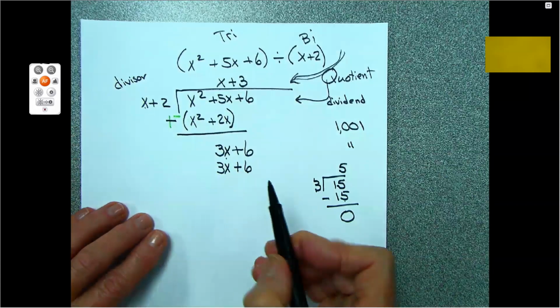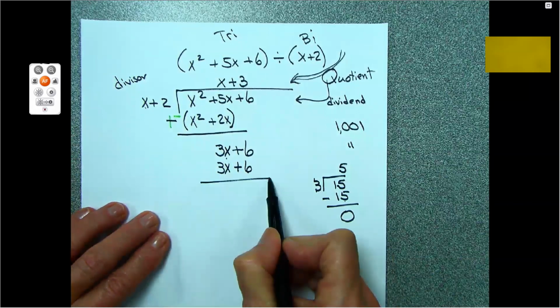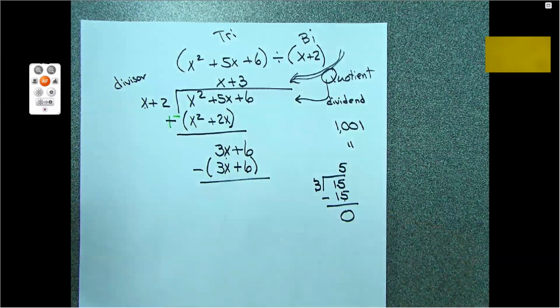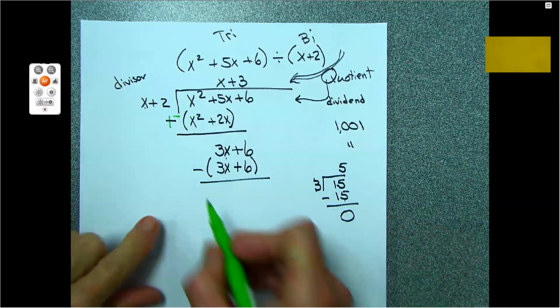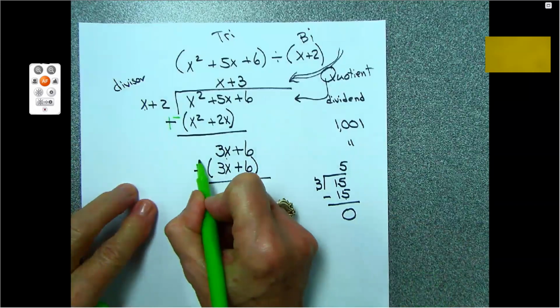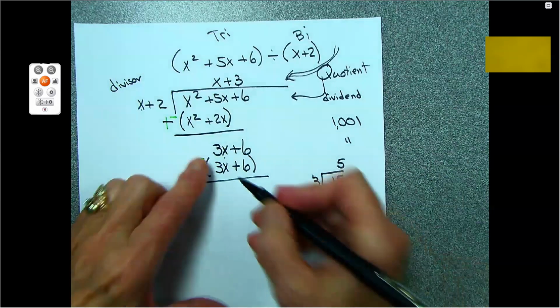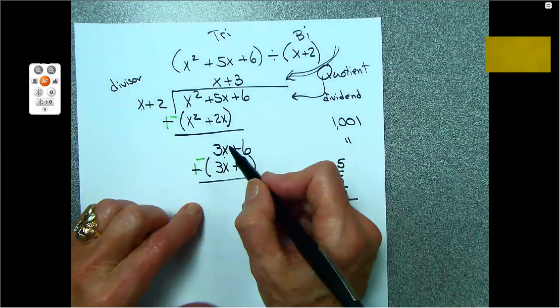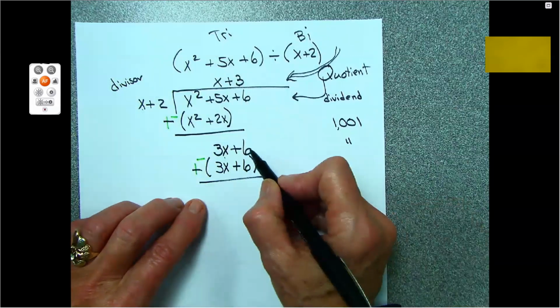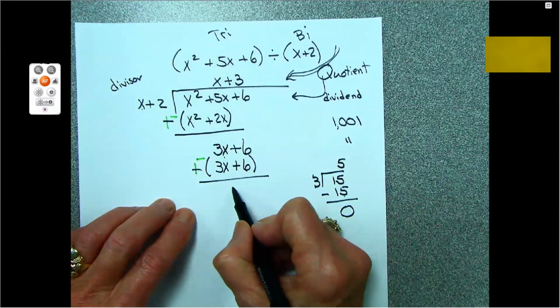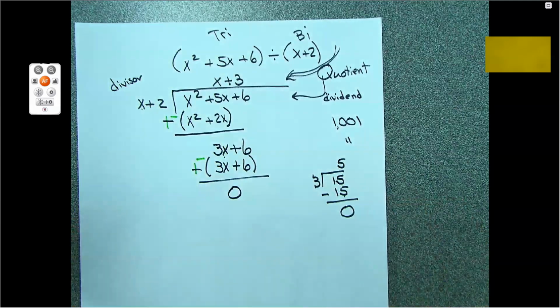Then what do we do? We draw our line and subtract the polynomial. Subtract every term. Change subtraction to addition and add the opposite of this polynomial. So I have 3x, its opposite, plus 3x would go to 0. 6 plus 6's opposite would go to 0, so I have a 0 remainder.